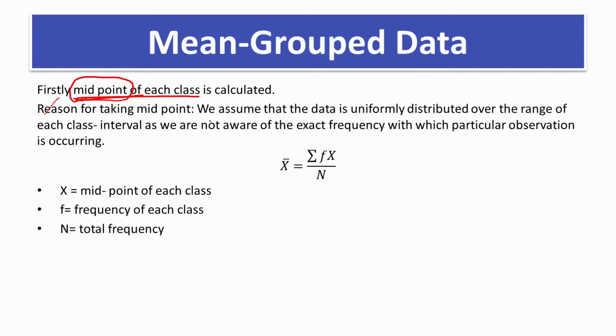See, we assume in the case of grouped data that the data is uniformly distributed over the range of each class interval. We don't know the exact frequency with which a particular observation is occurring, so we consider that the data is uniformly distributed. In that case, we'll use this formula: mean x bar is equal to the summation of fx over n. F is the frequency of each class with which the value is occurring, x is the midpoint of each class, and n is the total frequency.